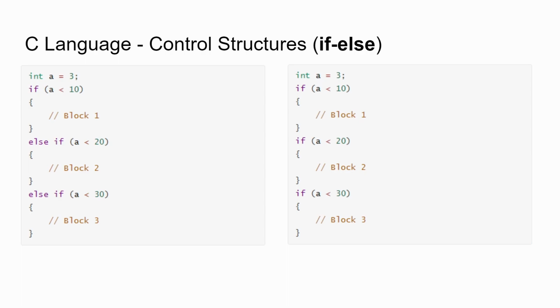Whereas if we just have multiple if statements in a row, they can all happen as long as the value is right for it. Because yes, 3 is less than 10, but it's also less than 20 and it's less than 30. So it's going to execute all of those. So if you need them to be mutually exclusive, we're going to want to use that else keyword.